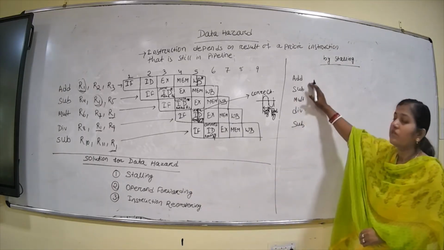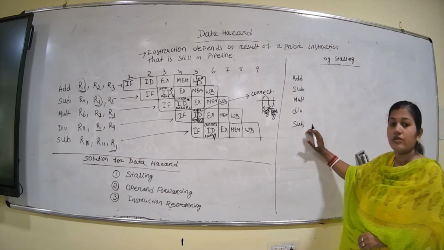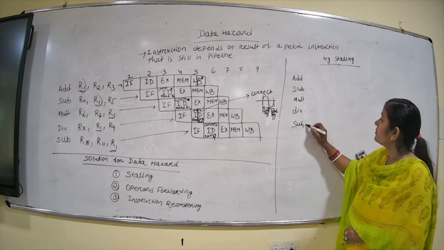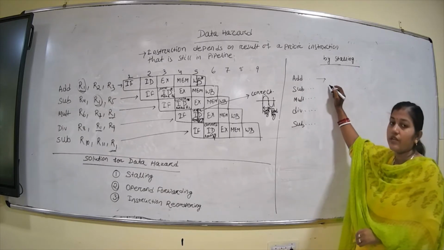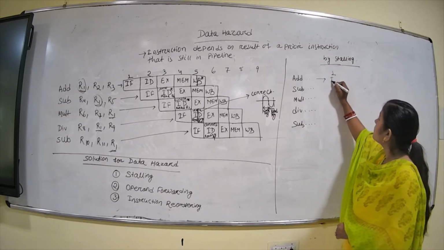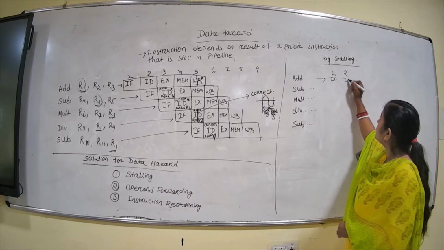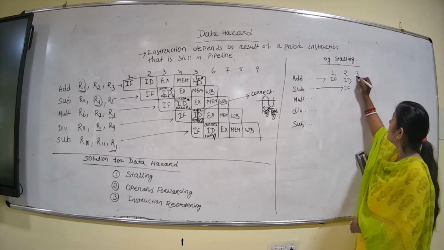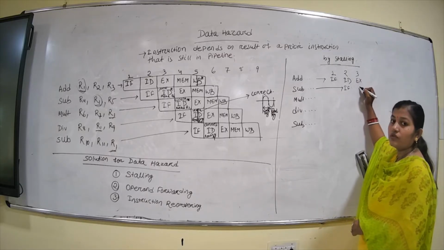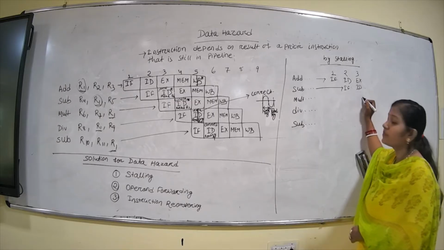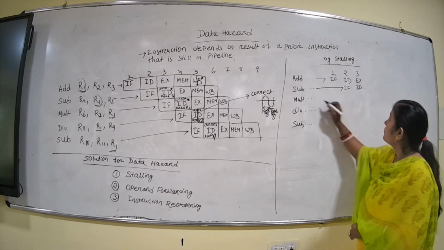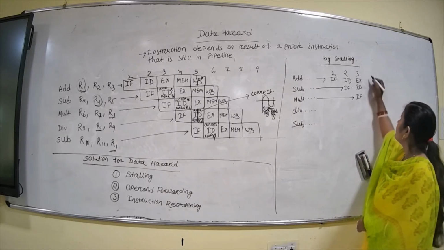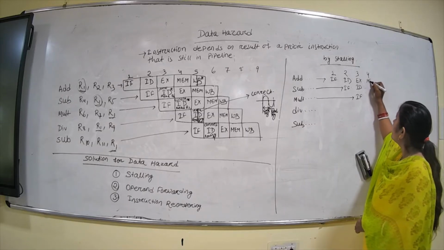The instructions are: add, subtract, multiply, divide, subtract. I am not writing everything out fully, but okay. Let's draw the time phase diagram. At clock cycle 1, the first instruction goes to instruction fetch; at 2, instruction decode. The second instruction goes to instruction fetch. At the third clock cycle it goes to execute, while the first is in memory stage. Now ID for the second. The third instruction goes to instruction fetch.